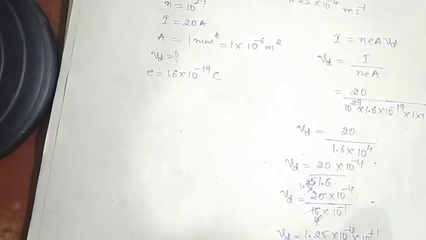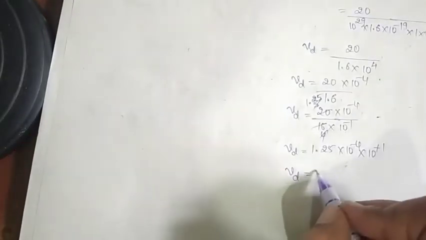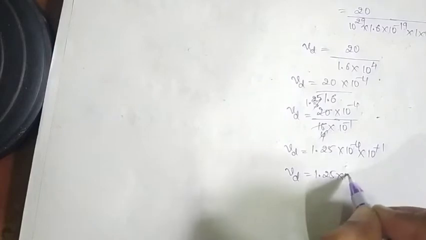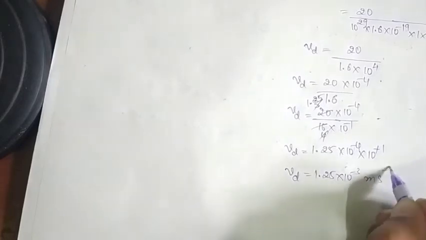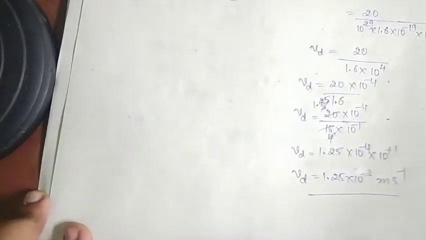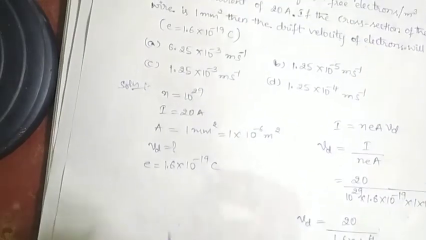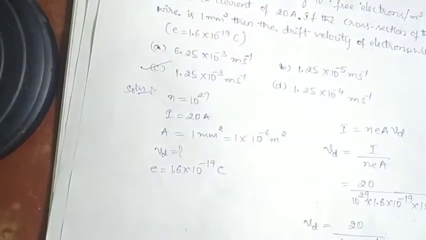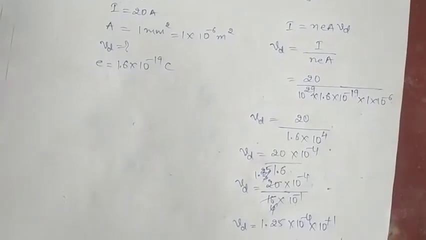Vd equals 1.25 into 10 power minus 3. The unit will be meter per second. The answer will be option C. Answer is option C. We have to solve like this.